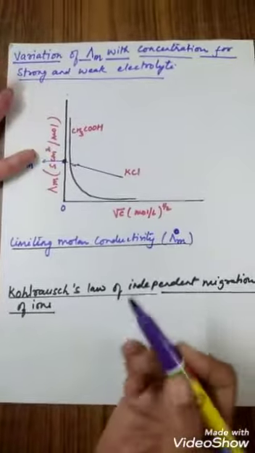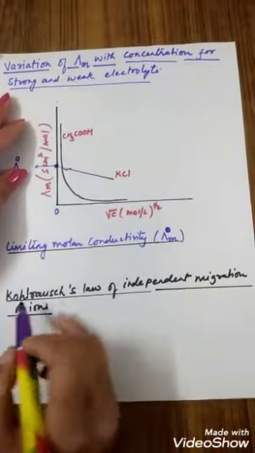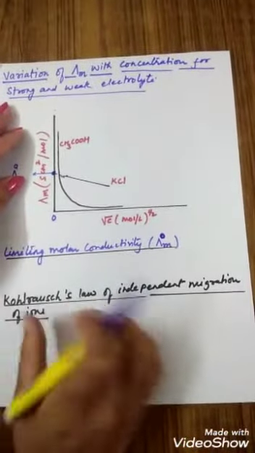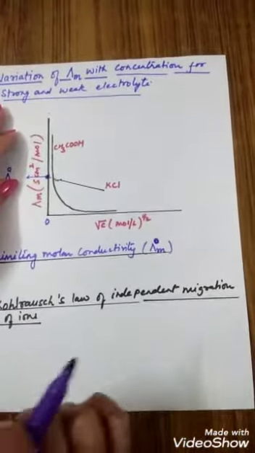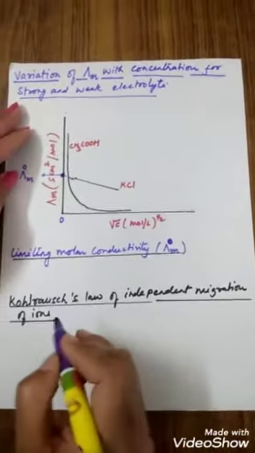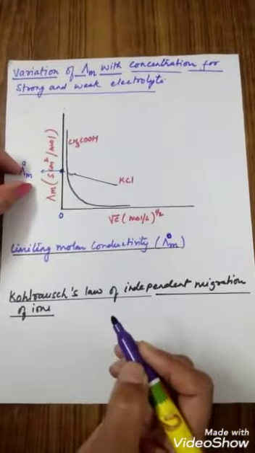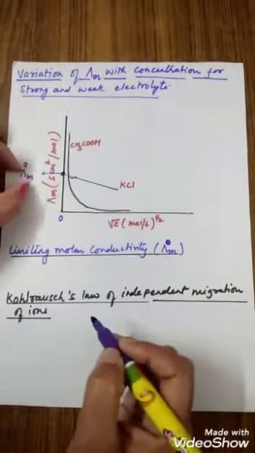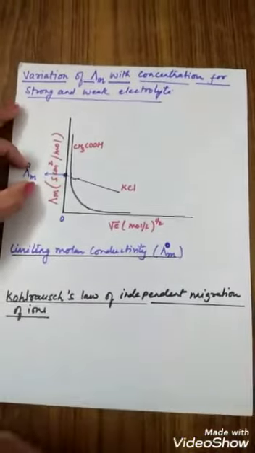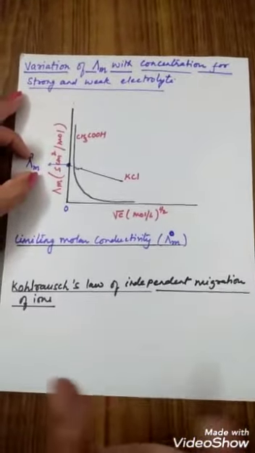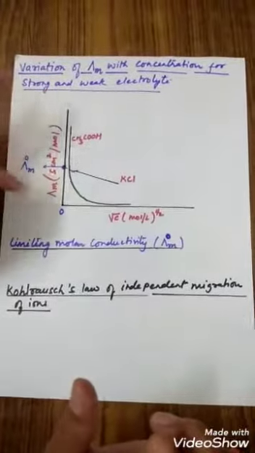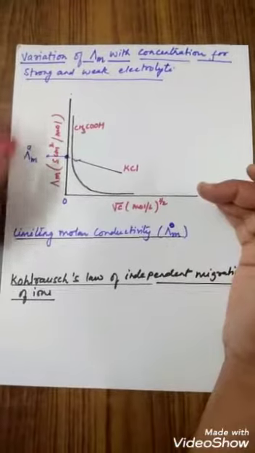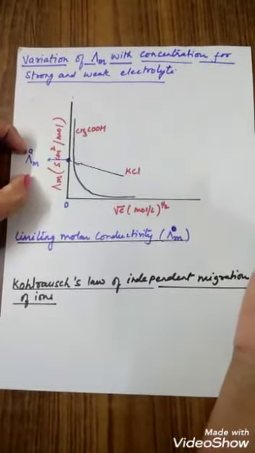Now we will see a very important law, that is Kohlrausch law of independent migration of ions. The law is simply called Kohlrausch law also. So the law says that limiting molar conductivity... Kohlrausch found the value of lambda m naught, that is limiting molar conductivity, of many strong electrolytes. Why not weak? Because weak cannot be obtained by graphical method. So he took the help of the graphical method and found lambda m naught for many strong electrolytes.